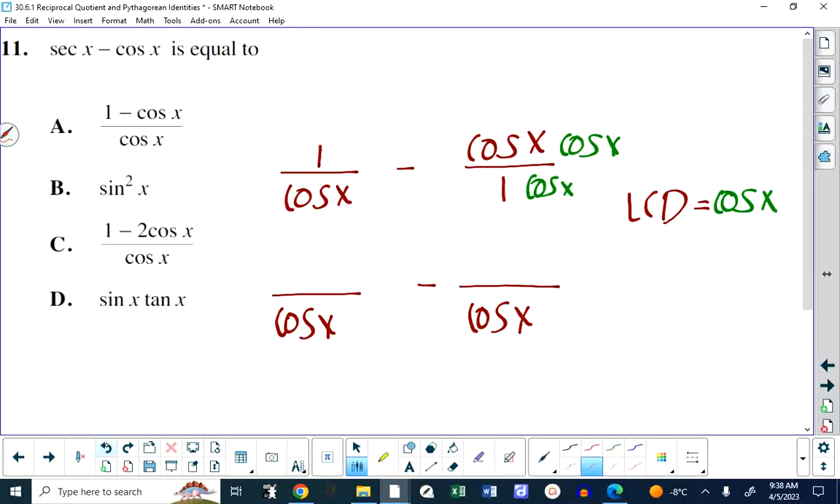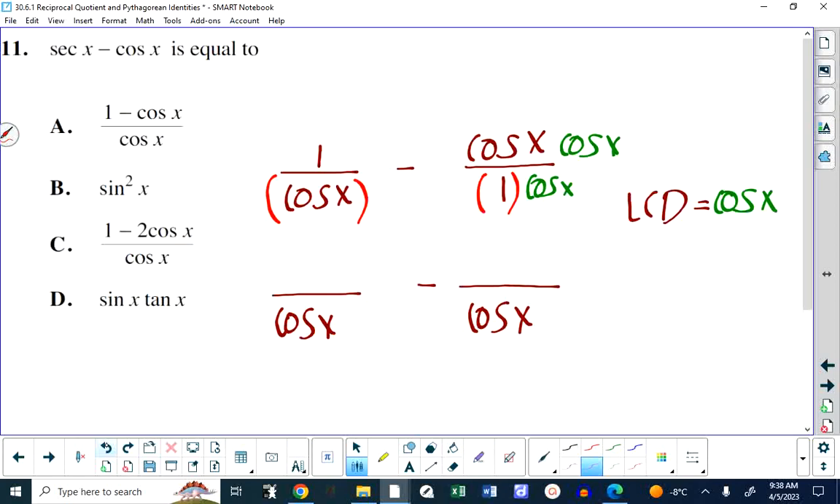The other way to look at it is your lowest common denominator. And if you had me for Math 20, this might ring a bell. Your lowest common denominator has to contain all of the factors in the original fractions' denominators. So the lowest common denominator has to contain a cosine of x, because cosine of x was a factor in a denominator. And it has to contain a 1, because 1 was a factor. Well, that means it's cosine of x.